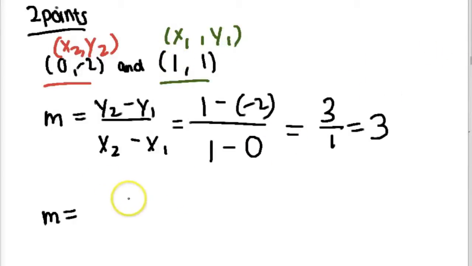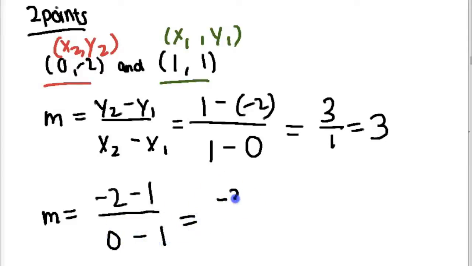Let's see if we still get the same answer. So y sub 2 minus y sub 1, negative 2 minus 1, over x sub 2, which is 0, minus x sub 1, which is 1. We get negative 3 over negative 1, which is still 3. So either way, you get the same slope of 3. So that would be the answer to that question.